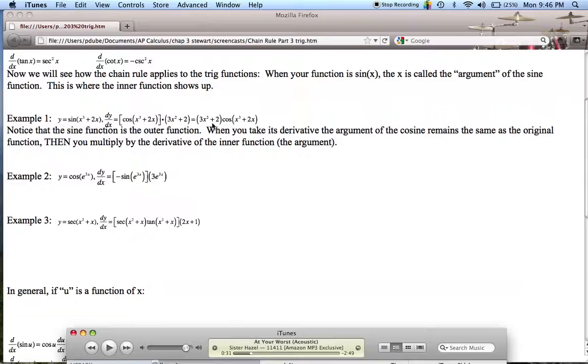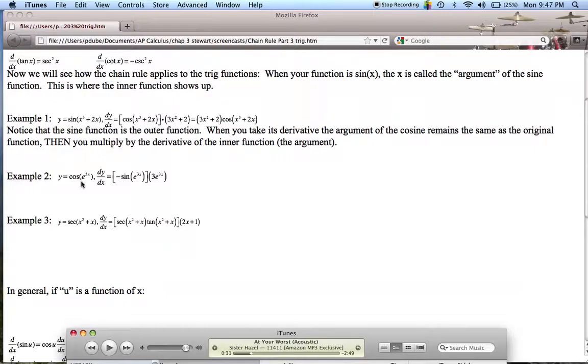Traditionally you write the 3x squared plus 2 out in front of the trig function. It's just easier to see it's not part of the trig function. And make sure you put parentheses around this, because the cosine gets multiplied by all of 3x squared plus 2. It doesn't just get multiplied by 3x squared and then you add 2. You have to be aware of order of operations when you do this. Okay, so sine is the outer function. When you take the derivative, you get the cosine of the same function. Then you multiply by the derivative of the inner function.